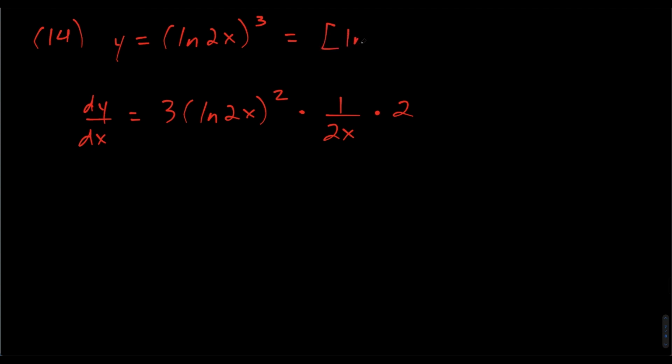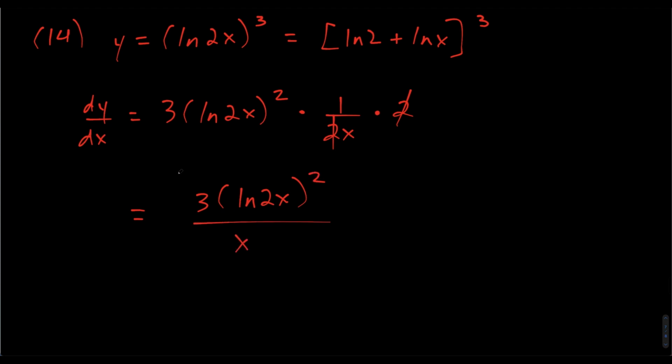Now just know there is an alternate way of doing this. You could have expanded the inside to natural log of 2 plus natural log of x, to the third, and that might make the chain rule step a little bit easier. But ultimately, you're going to get the same answer, so we could just take the derivative of the first one. Now here, 2 over 2 is going to cancel. And if we package this up into a single fraction, we have 3 times parentheses natural log of 2x squared, all divided by x. So here's our derivative to question 14.